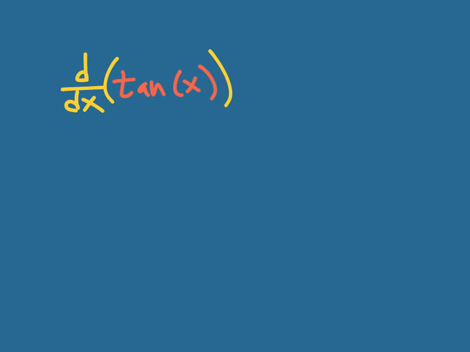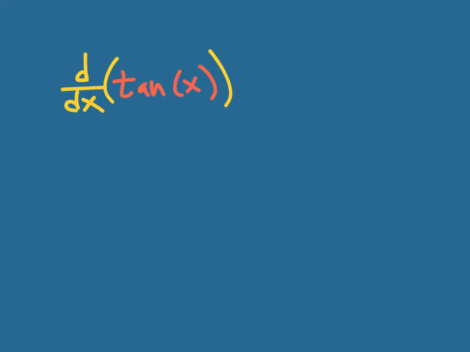Okay, in this video I'm going to show you how to take the derivative of tangent of x. And so when I do that, I do d dx. Remember, that tells me when I use this notation that I'm taking the derivative with respect to x. So this is a verb, all right? And we're going to do tangent of x.